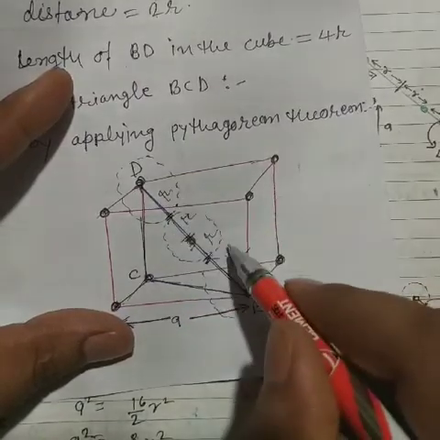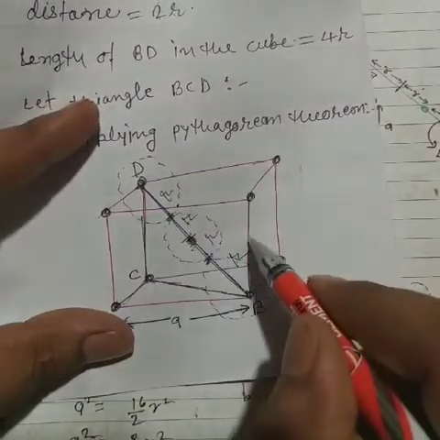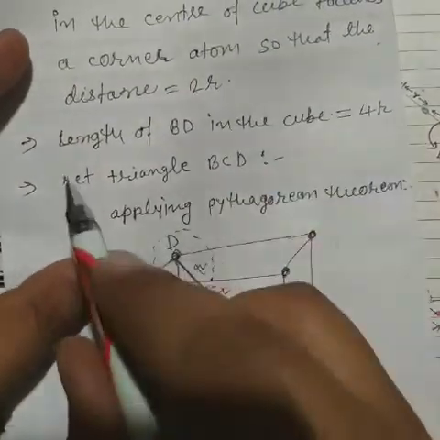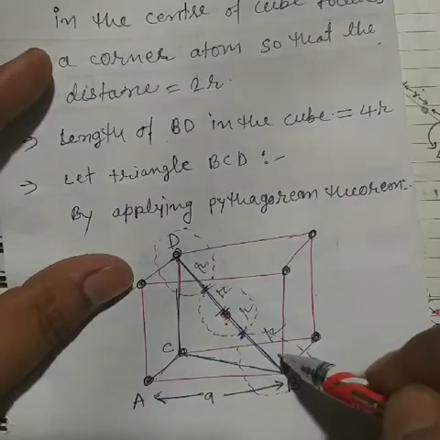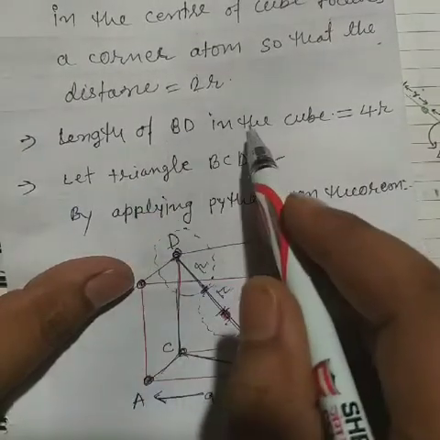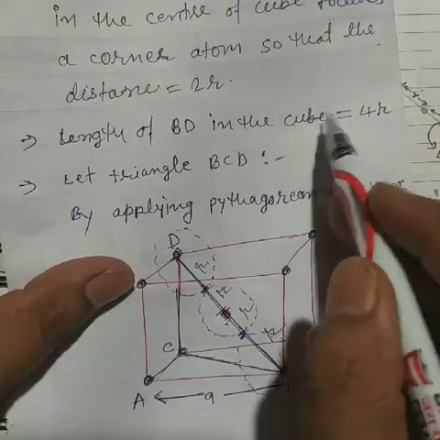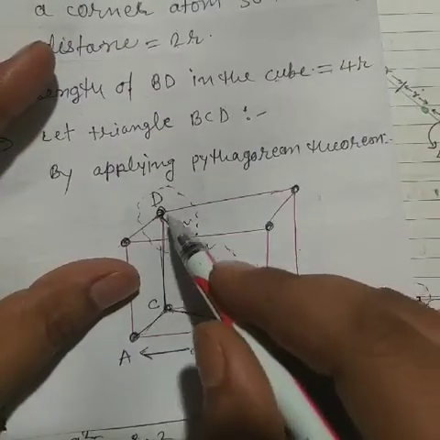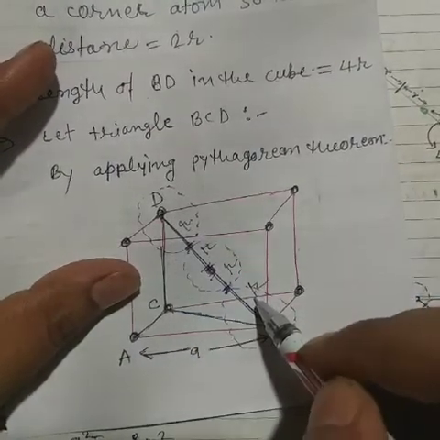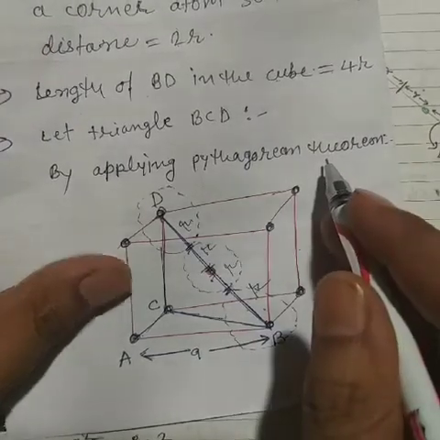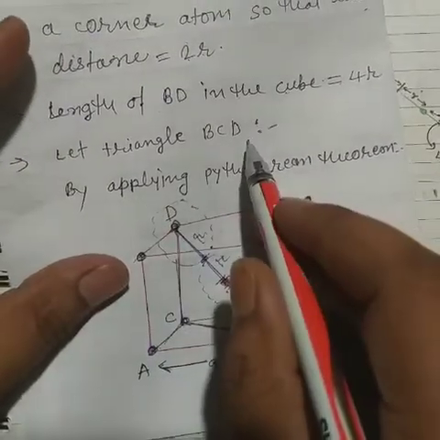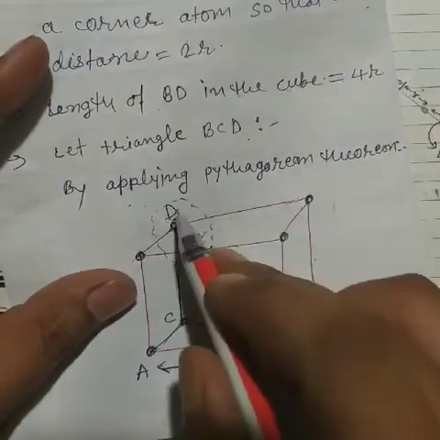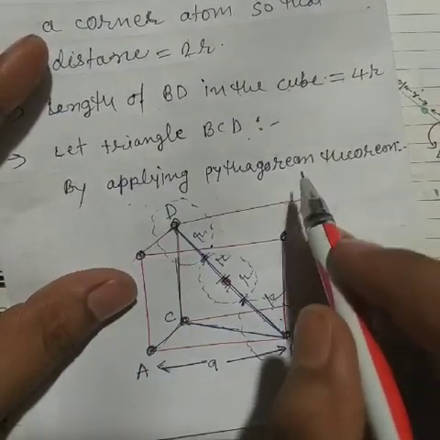So how many are there? That means 4r. So here it is the body diagonal, and the body diagonal in this cube has 4r. Now here it is, that means body diagonal equals 4r. So let triangle BCD, according to the Pythagorean theorem. It is very important.